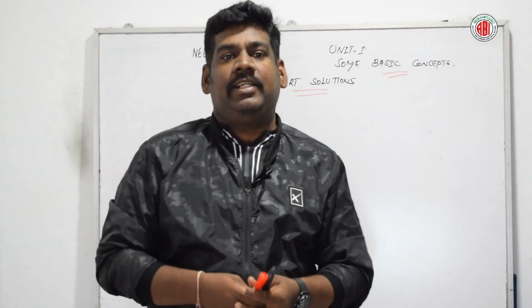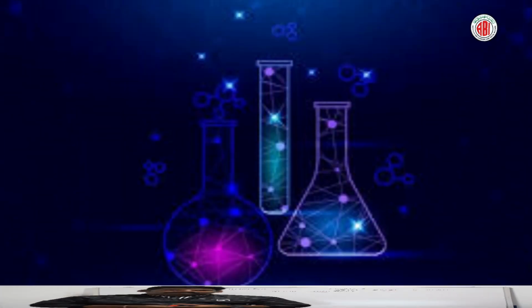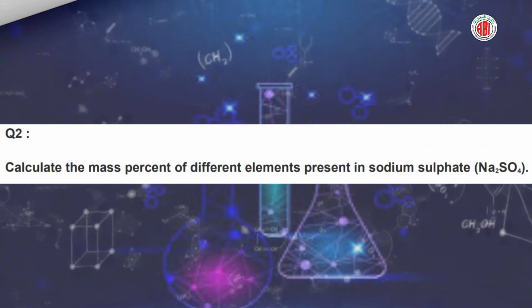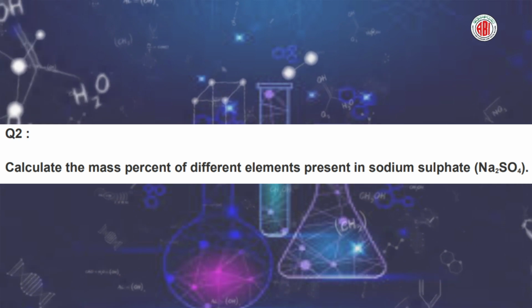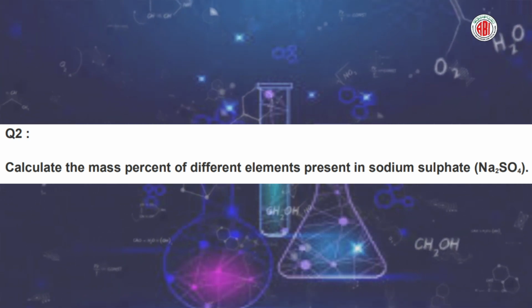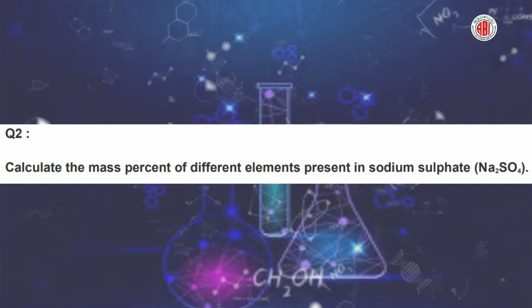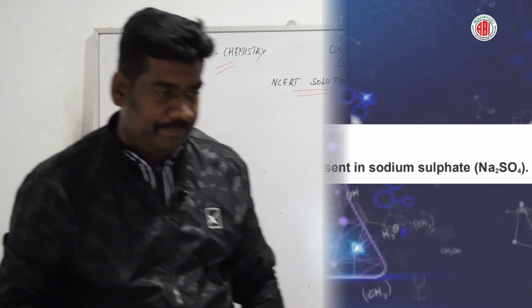Now the next question is about finding the mass percentage. Calculate the mass percent of the different elements present in sodium sulfate, Na2SO4. We are going to find the mass percent. Let us see how to do it.